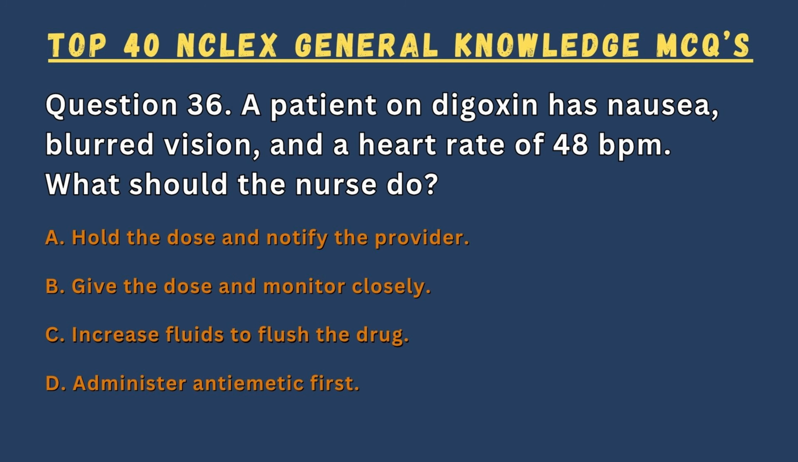Question 36. A patient on digoxin has nausea, blurred vision, and a heart rate of 48 BPM. What should the nurse do? A. Hold the dose and notify the provider. B. Give the dose and monitor closely. C. Increase fluids to flush the drug. D. Administer antiemetic first.